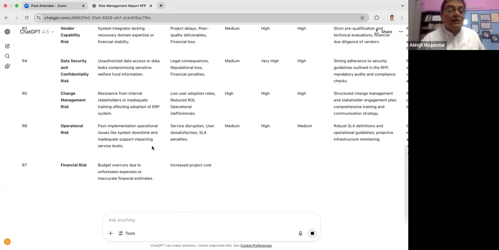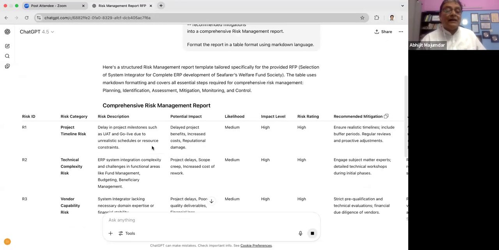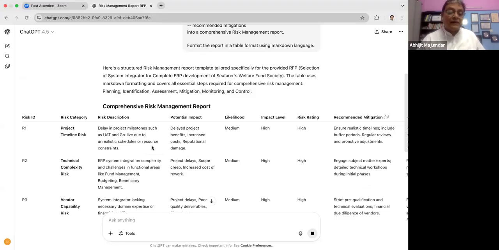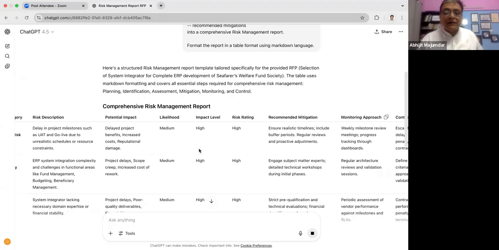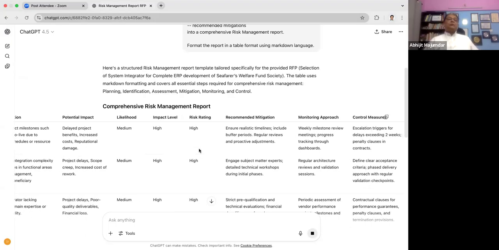And that's why you can see the comprehensiveness and the quality of the risk analysis. It is not only finding out the risk, it is categorizing the risk, finding out its potential impact, its likelihood, its impact level, rating it and doing the evaluation of the risk, and then also finding the recommendation for it, the monitoring approach and the control measures for it. So this is how the chain of thought prompt works. Is this clear? How the chain of thought prompting works?